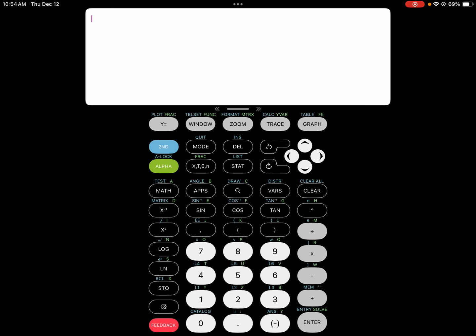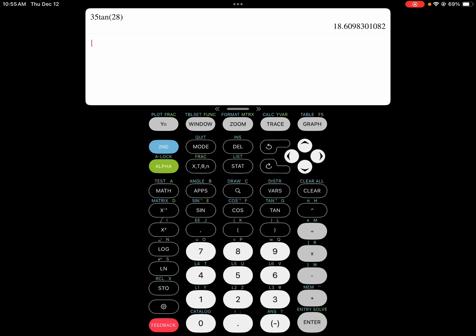We said we wanted to type in 35 tangent 28. So I'm going to type in 35. Right in the middle of your calculator, you'll see the sine, cosine, and tangent buttons. We wanted tangent, so I'm going to select tangent, then type in 28 and hit enter, and it's going to give me that answer.